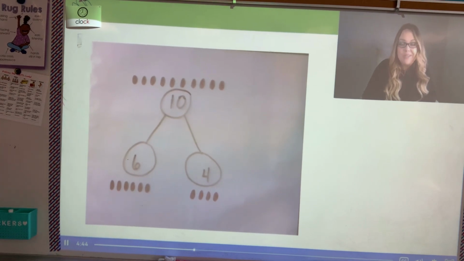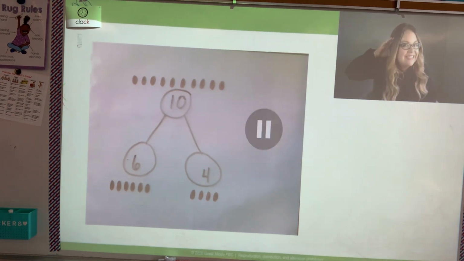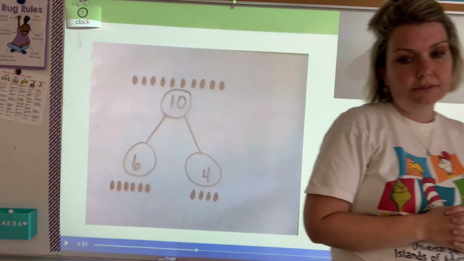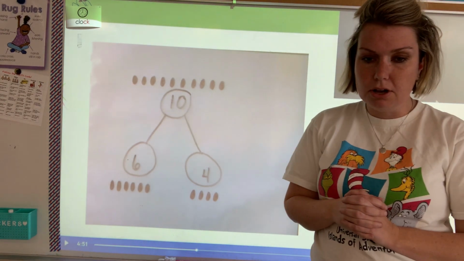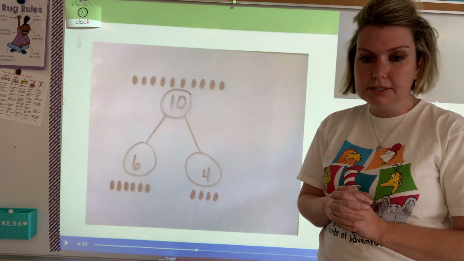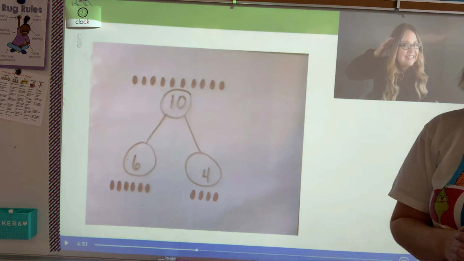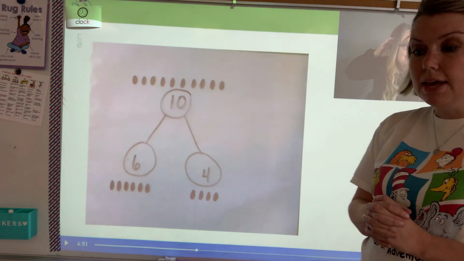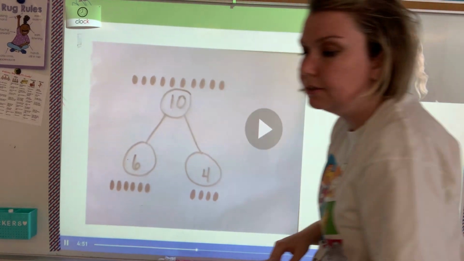Now we want to make a number sentence about the beans. How could we start our number sentence? Okay, raise your hand. Tell me, how can we start it? I already called on Aarav. Who else could tell me how we can start our number sentence? Anya? 6 plus 4. Okay, Anya says we could start with 6 plus 4. Let's see what Miss Hawkins says.